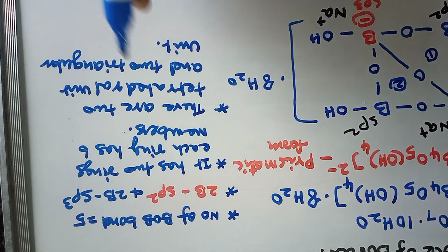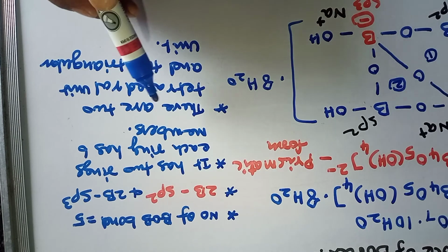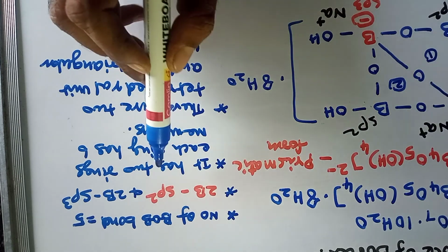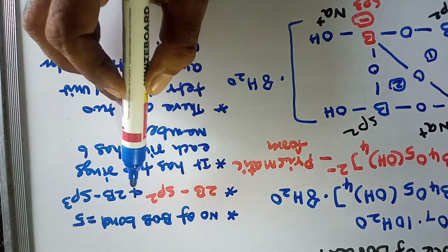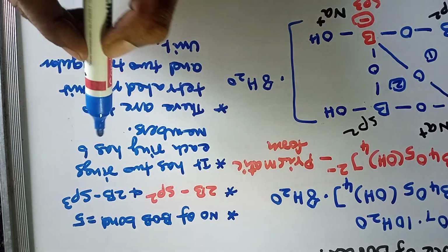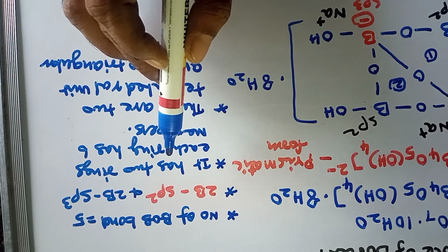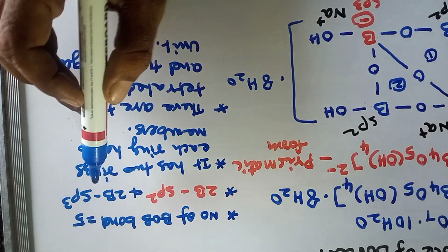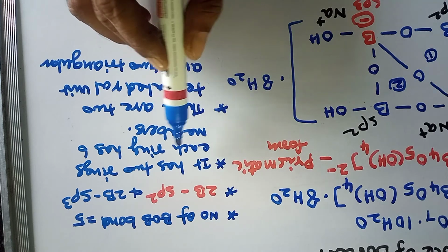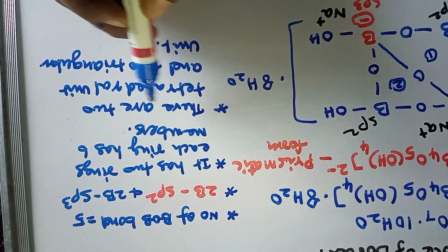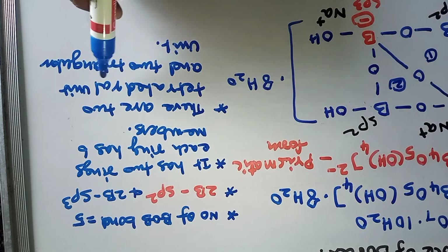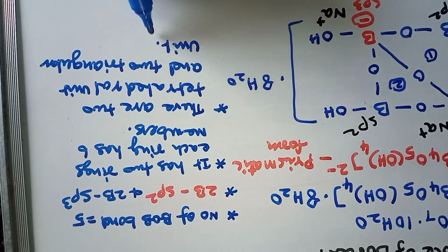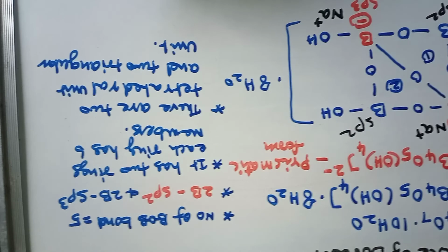These are very important questions. In borax, how many B-O-B bonds? There are 5. What is the hybridization of boron in borax? 2 borons are sp2 and 2 borons are sp3. It has 2 rings, and each ring has 6 members or 6 atoms. There are 2 tetrahedral units and 2 triangular units. These are very important NEET, IIT JEE based questions.